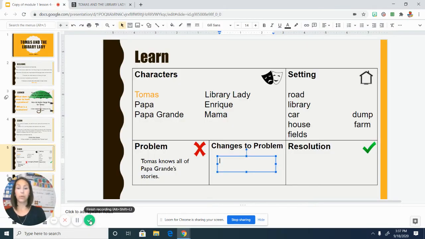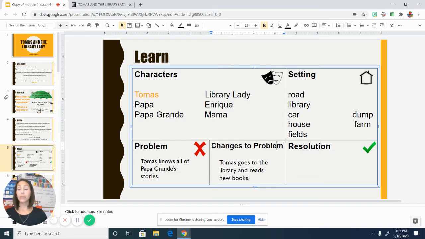Okay, so Tomas goes to the library and reads new books. So now that's something that he has done to help solve this problem of knowing all of the stories that Papa Grande tells. Now he has new stories that he knows.